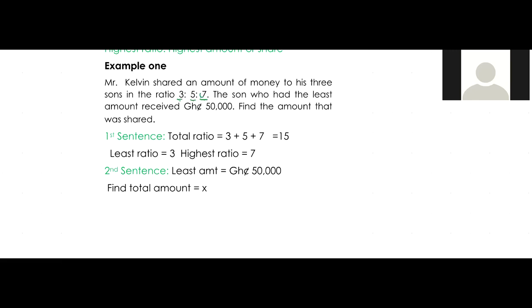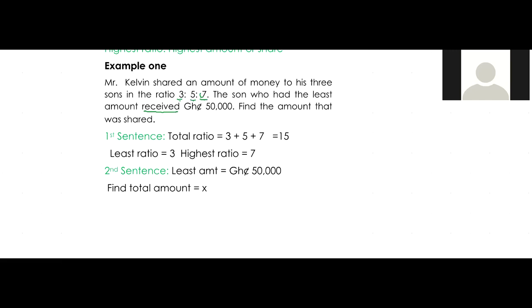Then we go through our second sentence, which says that the son who had the least amount received. Now, the received here is the relationship that is telling you that the least amount is equivalent to 50,000. Find the amount that was shared, and we don't know the amount that was shared, so we can represent it by X. So when you are able to analyze your sentences just like this, you just pick the ratios and you map it to their amount.